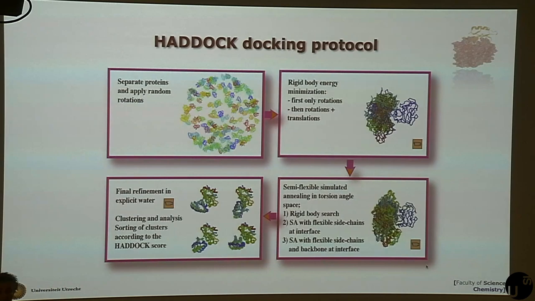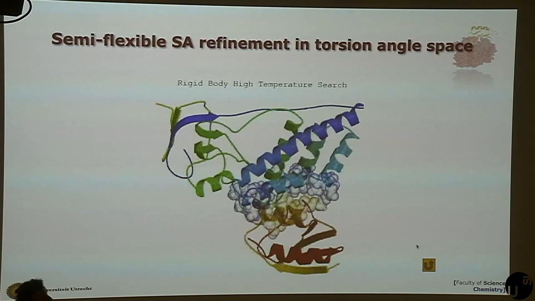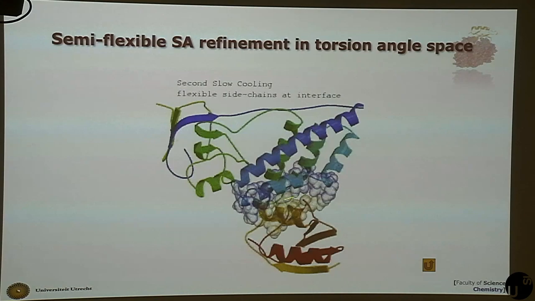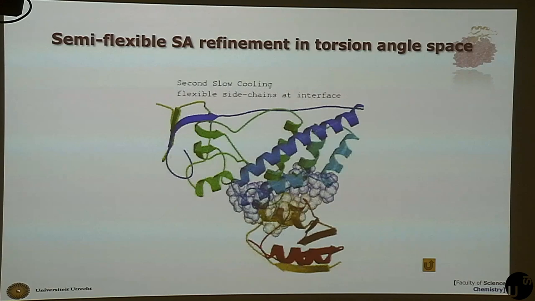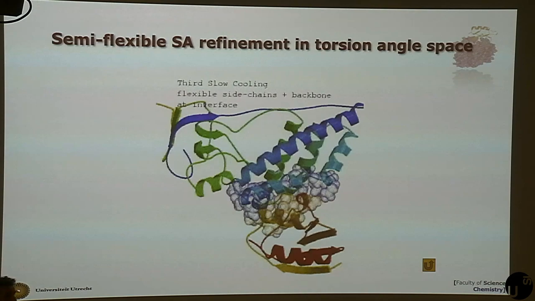So now we take the top, typically 200 models, and we go into a flexible stage. So now we're doing first rigid body dynamics, and then you will see that we introduce flexibility along the sidechains, so we optimize the interface. In the next phase, the backbone will also be optimized. Look at this loop here, it just flipped over. In that way, you can describe small induced conformational changes.